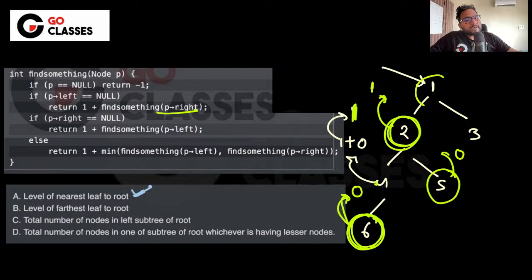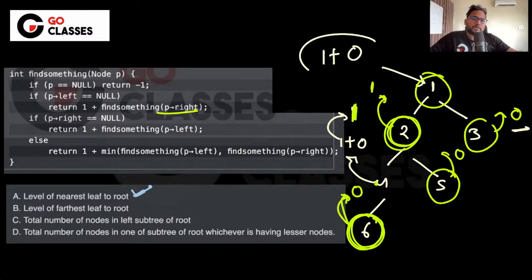Now what will this be returning? Since the leaves are returning 0, it will say, I don't care what you are returning, I will just say 1 plus whatever my minimum is returning. Minimum is basically 0, so 1 plus 0. So it will be returning 1. Right? So definitely I'm doing minimum or maximum, something like this, so it cannot be total. It cannot be total for sure. And since I'm doing the minimum, it is the nearest leaf. I'm just going for the nearest leaf, not for the farthest leaf.